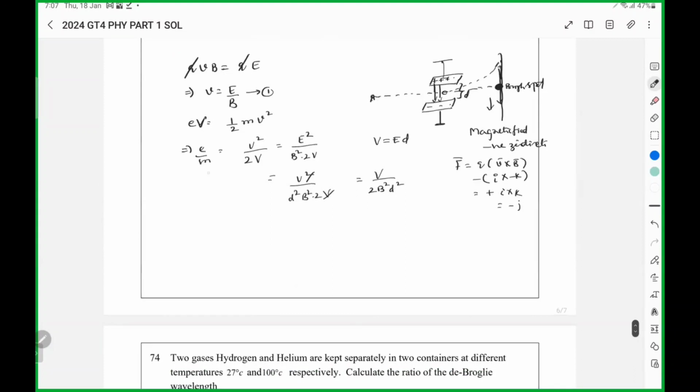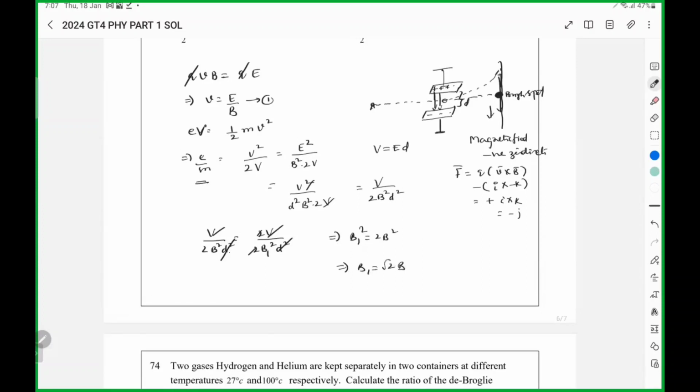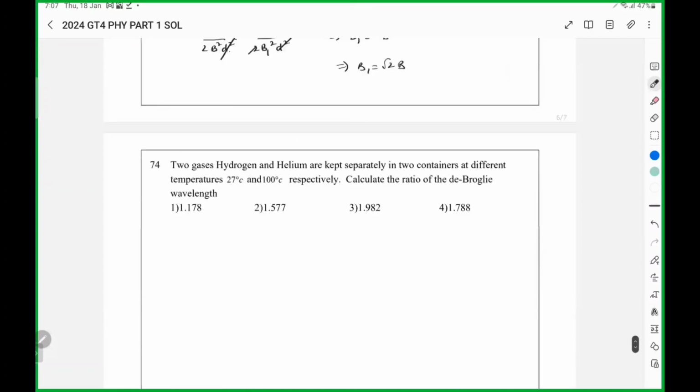So now e by m value is fixed. So once potential difference changes by 2 times, with D constant, how does the magnetic field strength change. So that is here B1 square is, B1 is root 2 B.